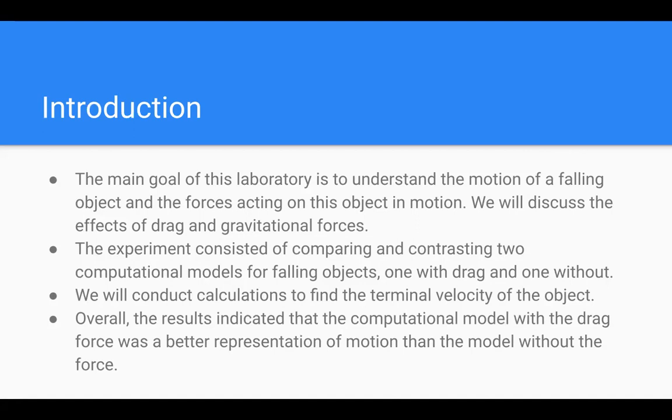Essentially, the experiment consisted of comparing and contrasting two computational models for falling objects, one with the force of drag acting on it and one without. For this lab, we will also conduct calculations to find the terminal velocity of the object, and overall, the results indicated that the computational model with the drag force was a much better representation of the motion in the observation than the model without the force.